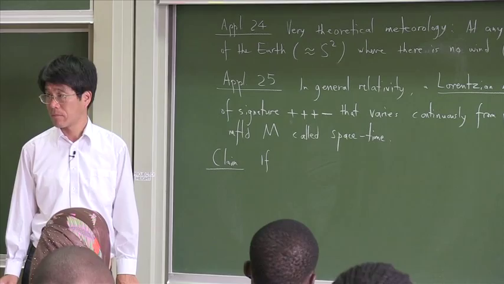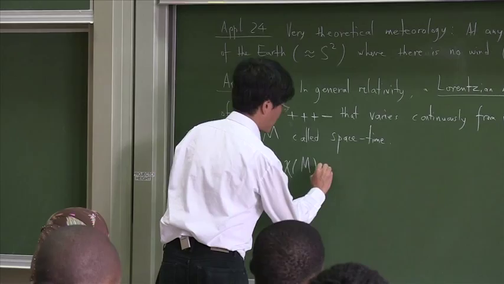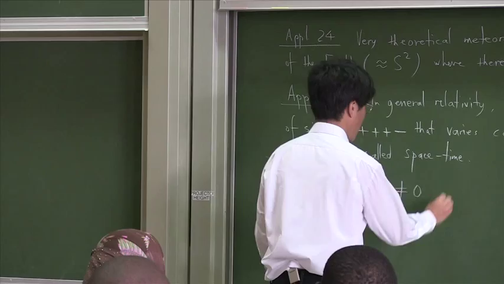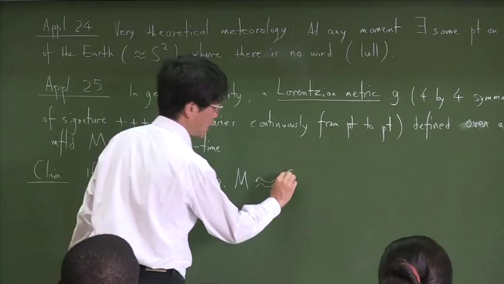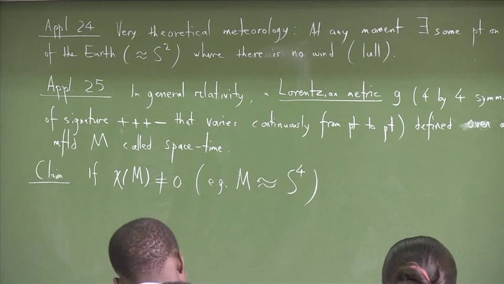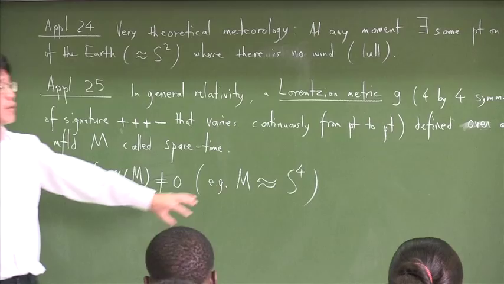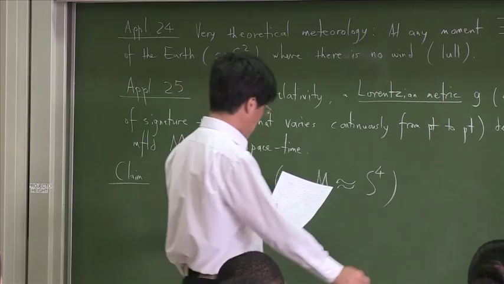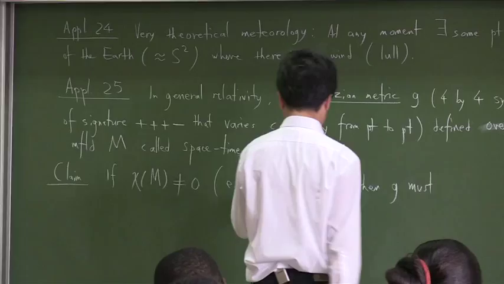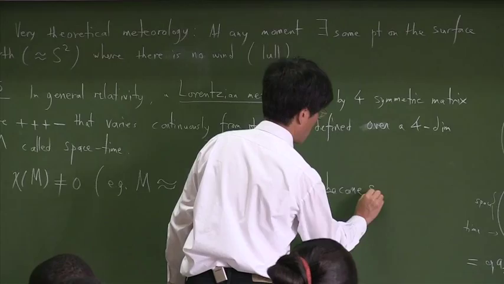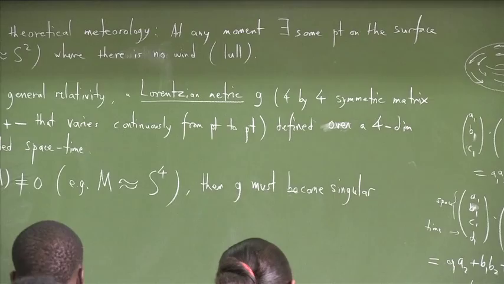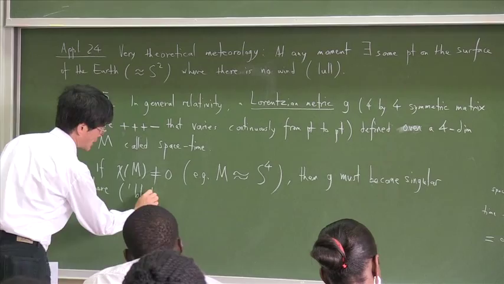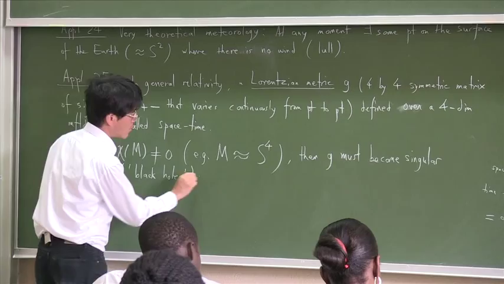Suppose, for example, that the Euler characteristic of your spacetime is not zero. Then, for example, what's a good example? Suppose that your manifold is topologically S4. So maybe in one model of cosmology, the space-time is a four-dimensional sphere. Who knows? In this case, an even-dimensional sphere has Euler characteristic 2, so it would certainly be non-zero. Okay. In such a case, then G must become singular somehow. And you can loosely, I said exactly, but I take it back, but loosely think of these as black holes. Something goes wrong with the metric.